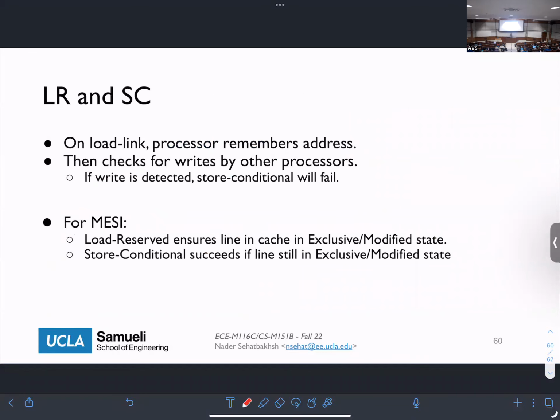All right. So with this LR and SC, or LL should be actually. What we basically do is that we are telling that we know what we have loaded, and if somebody else changes that, then we're going to fail. Okay, and the implementation of this is actually quite interesting. You can actually use your coherence protocols, like for example MESI.